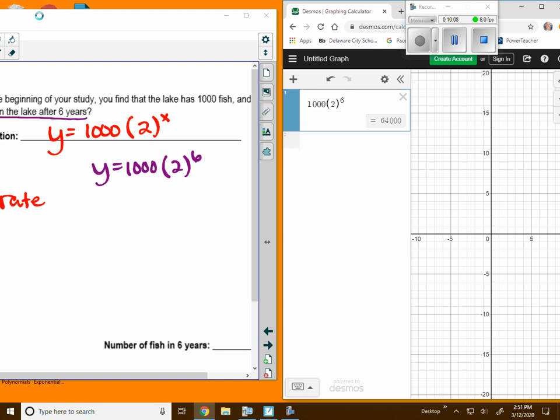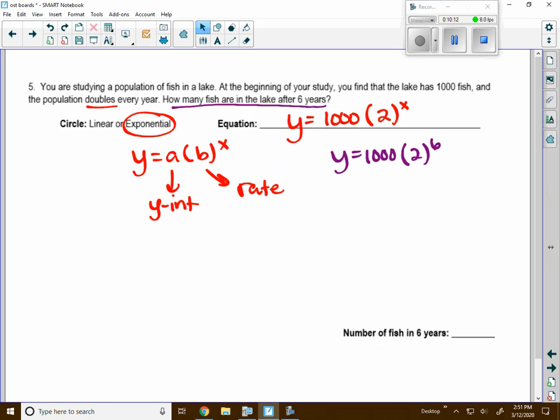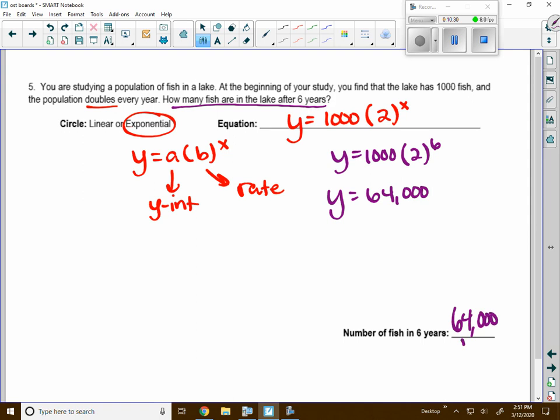See here, our final answer is 64,000. You have to go back to context. What were we looking for? We started with 1,000 fish. We want to know how many fish are in this particular lake after 6 years, and that would be 64,000 fish.